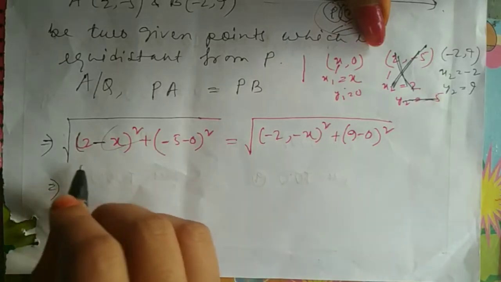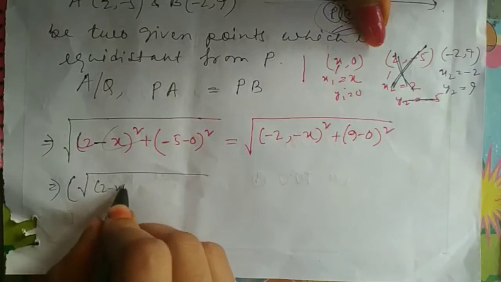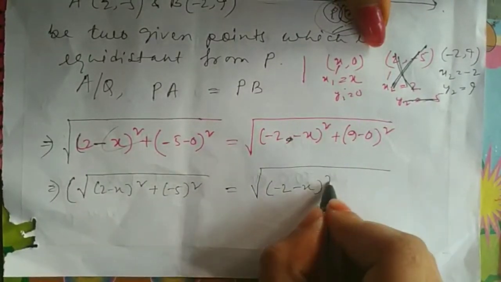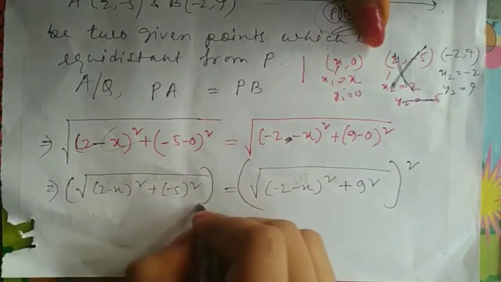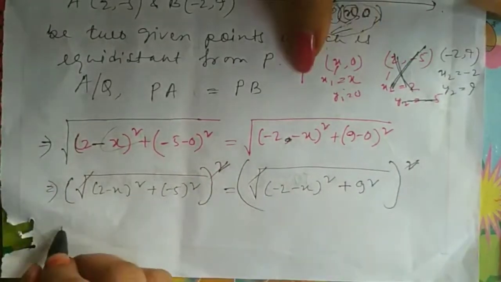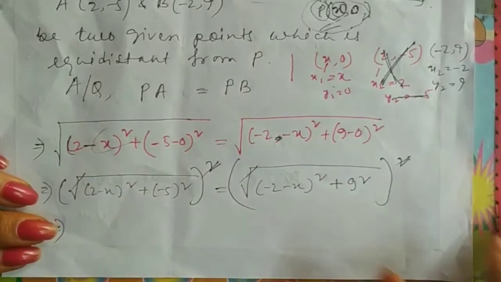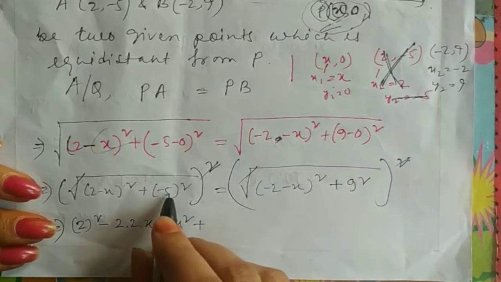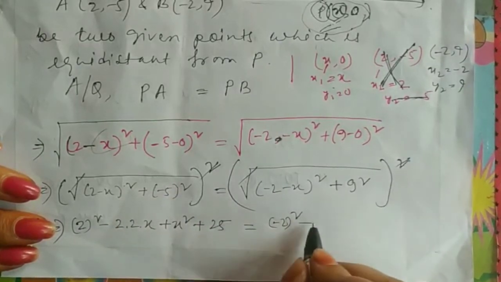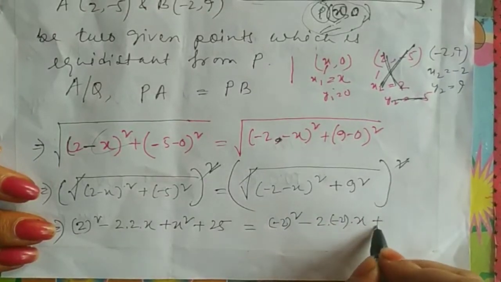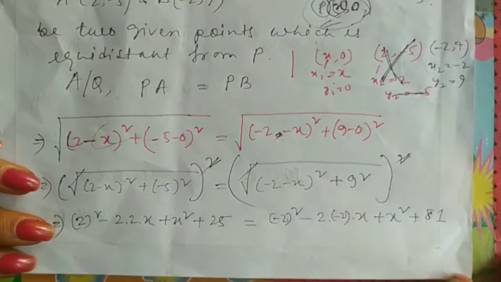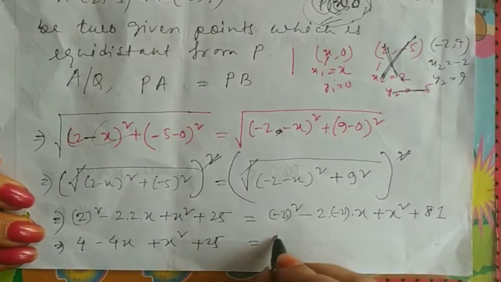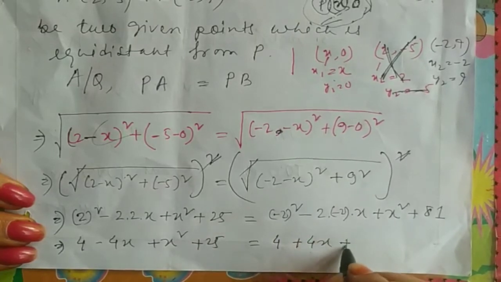Then squaring both sides: 2 minus x whole square plus minus 5 whole square equals minus 2 minus x whole square plus 9 square. When we square, the root cancels. Then we apply the formula a minus b whole square equals a square minus twice ab plus b square. 5 square means 25. Similarly, 9 square means 81. Then 2 square means 4, so 4 minus 4x plus x square plus 25. Here also 4 plus 4x plus x square plus 81.